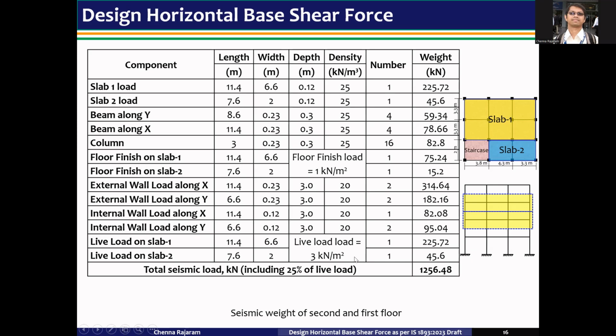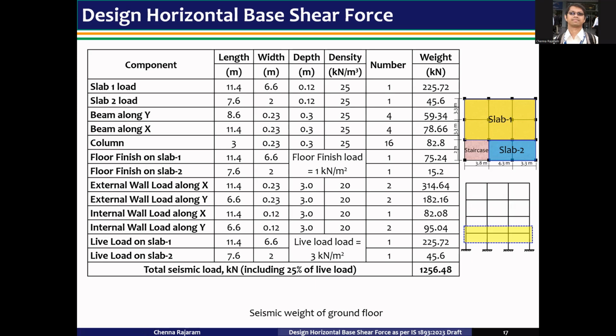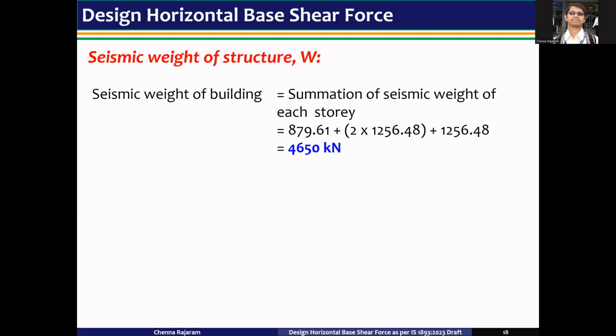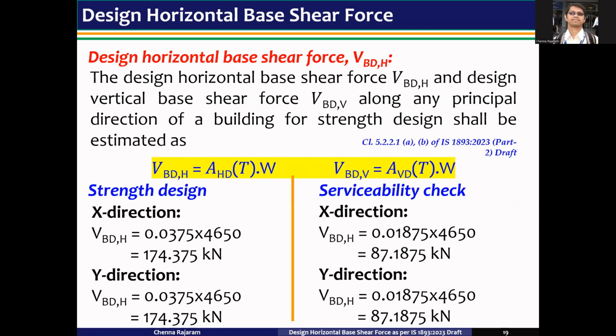So the seismic weight calculations for second floor and first floor are as follows, and the total weight is calculated as 1256.48 kilonewtons. Similarly for ground floor, the calculations are the same. So that's why we arrived at 1256.48 kilonewtons. Then the total seismic weight of the structure is the summation of seismic weight of each floor, that is 879.61 plus 2 times 1256.48 plus 1256.48, then we arrive at 4650 kilonewtons as the total seismic weight of the structure.